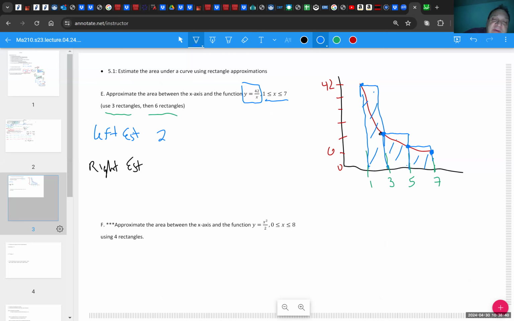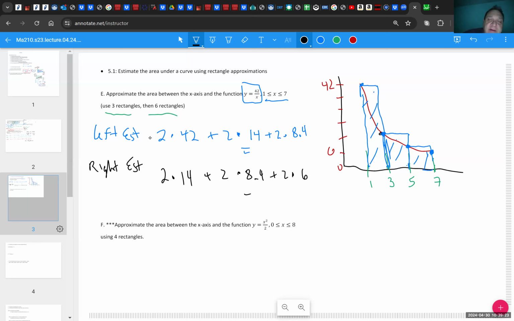We have 2 times the y height here of 42, and then we have 2 times the y height of here, which is 42 divided by 3. 42 divided by 3, I guess, is 14. And then the next rectangle here from 5 to 7, we have 42 divided by 5, which I believe was 8.4. And then we add all this together, and we get whatever Desmos has. And the right-hand estimate will be the same, but we're using the right-hand endpoints instead of the left-hand endpoints.